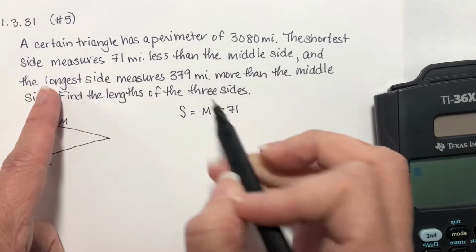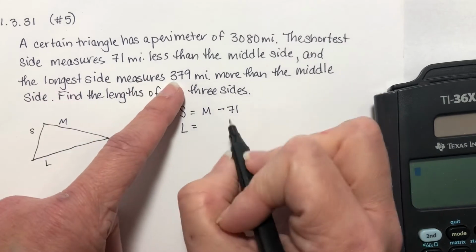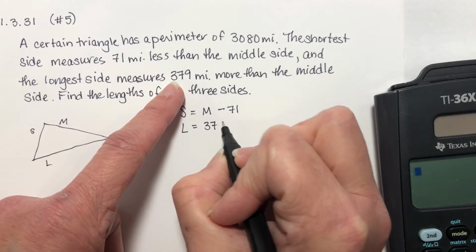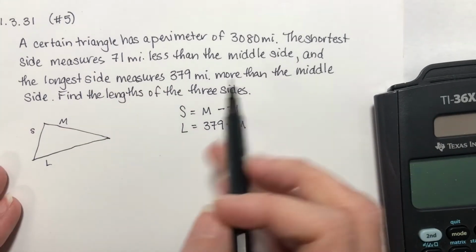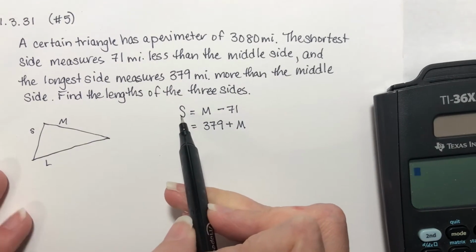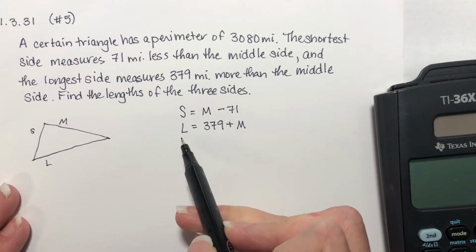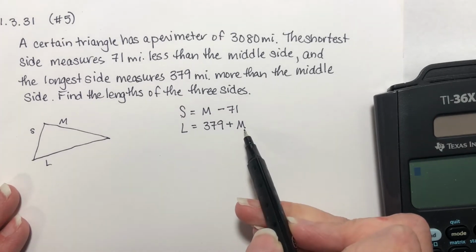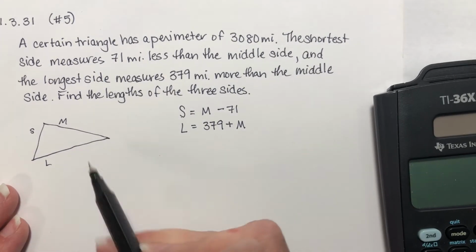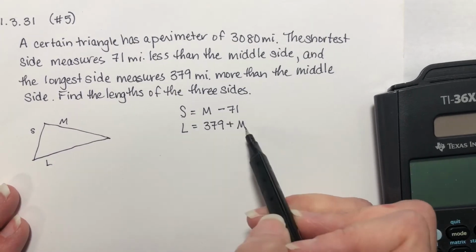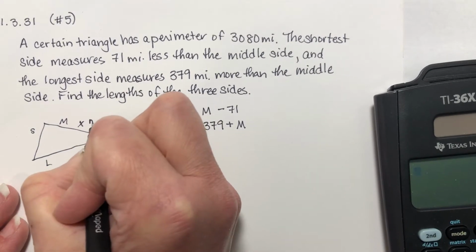And the longest side measures, so the long side is 379 more than the middle side. Notice how the short side is defined in terms of the middle, and the long side is defined in terms of the middle as well. That means even though technically you could put your x anywhere, it's going to be easiest if you let your M side be x miles.